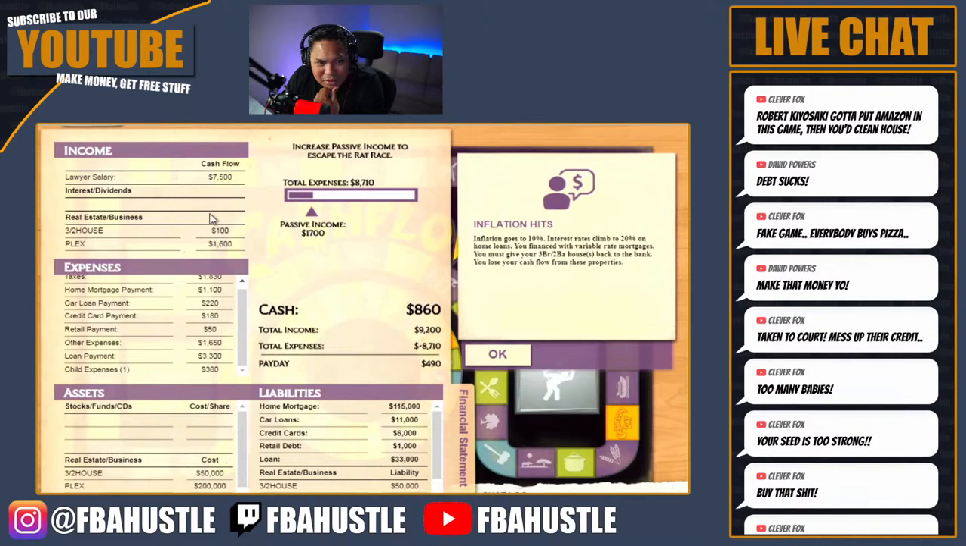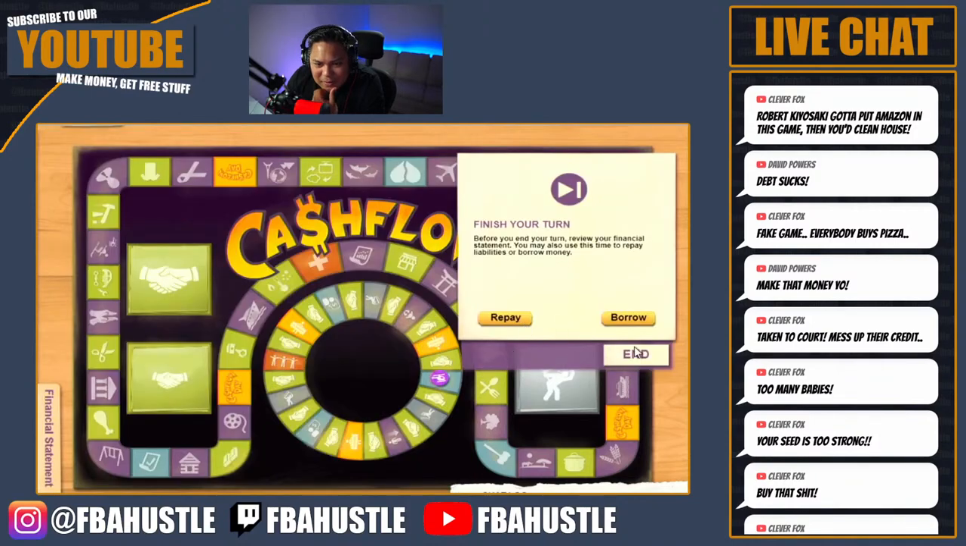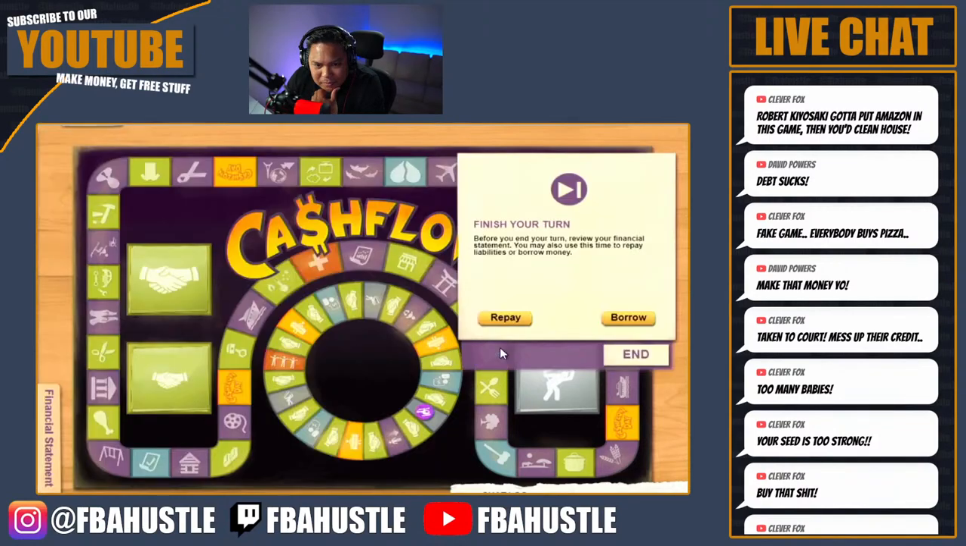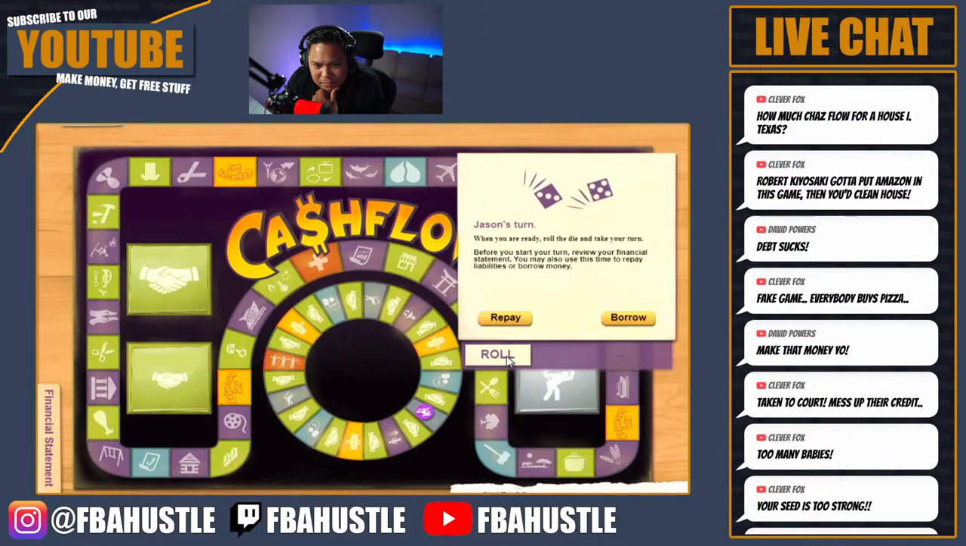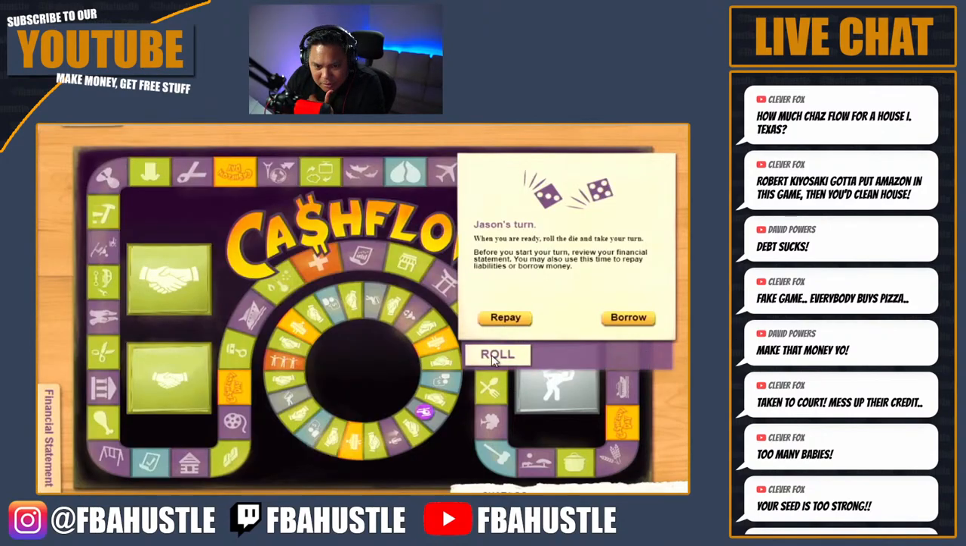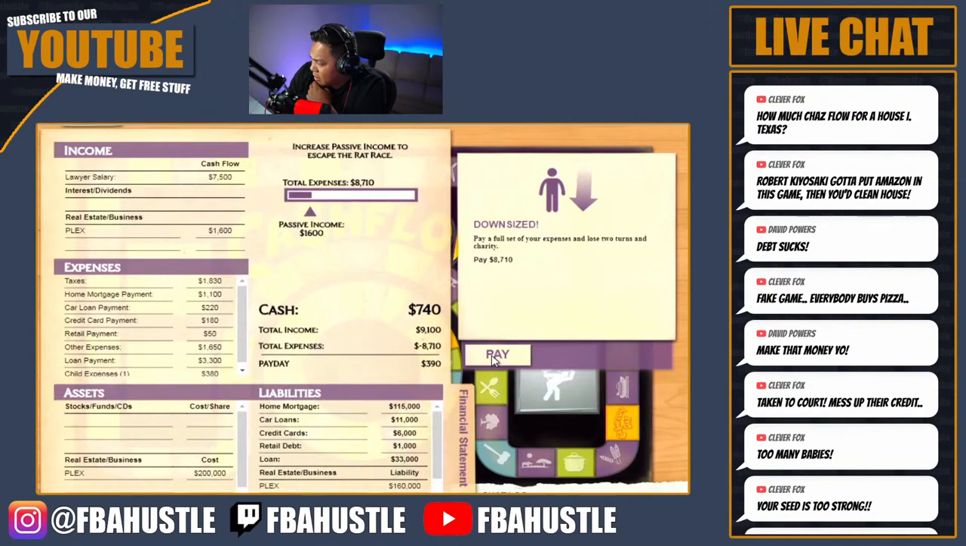So I was getting $100 per month. What? Can they do this? Oh, another doodad. Okay, so I've got a positive cash flow, 390. I gotta sell this property. So I only have 740, not enough to make a payment towards this loan. So we're just gonna roll. How much cash flow for a house in Texas? I don't know.